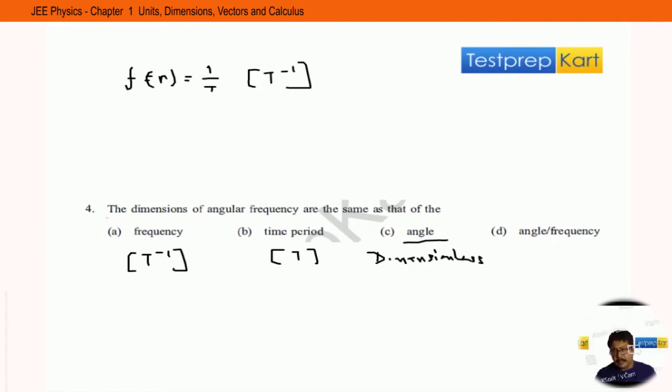Now it is angle, no dimension, like this one, and it is t to the power negative 1. It means it becomes a t. But here we have t to the power negative 1. So which one is matching? The matching figure is frequency. I hope it is clear to all the people. So the dimension of angular frequency are same as that of the frequency.